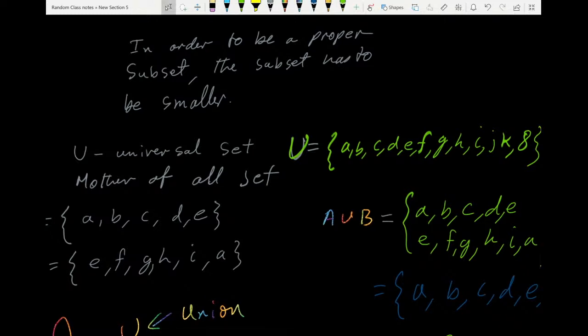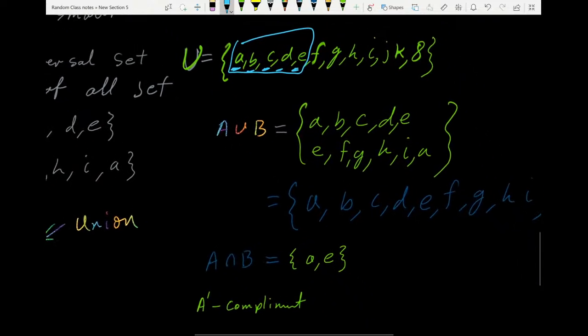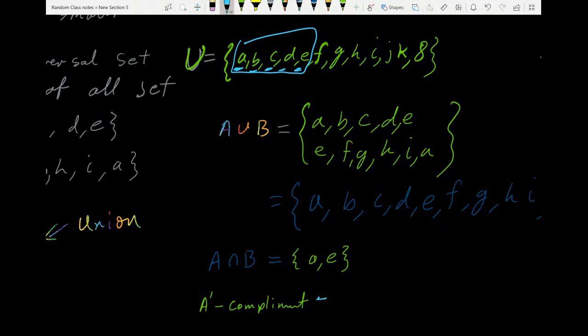So let's use some fun color. Let's use blue. So what's in A that's in U? Right over here: A, B, C, D, E. That's it. These are the five elements I have in A that are in U. And how do I write a complement? The complement of A would be all the elements that are not in A and are in U, which would be F, G, H, I, J, K, and 8.